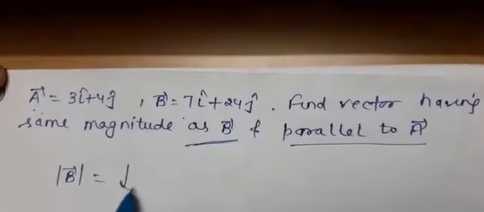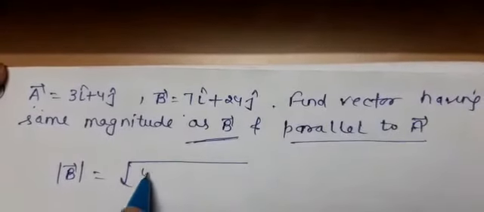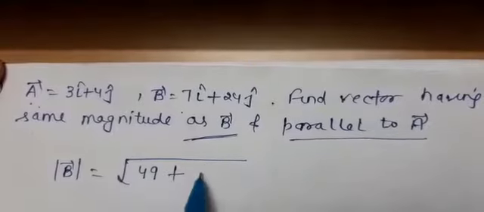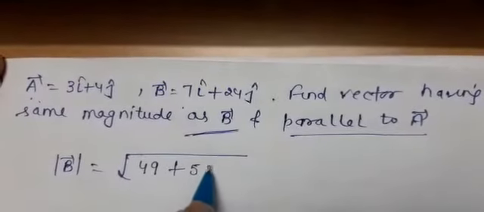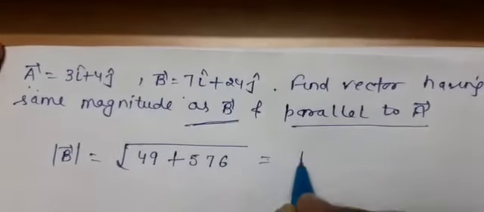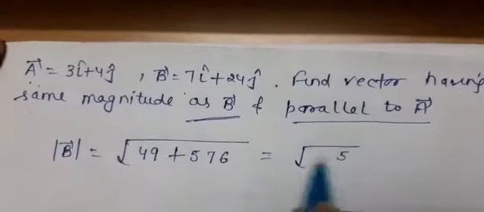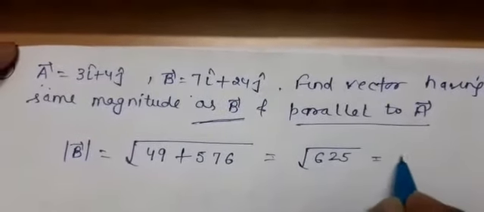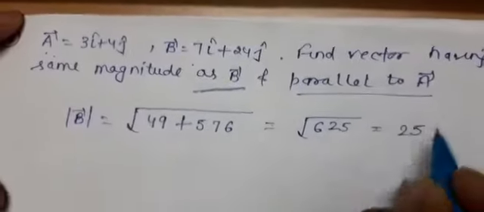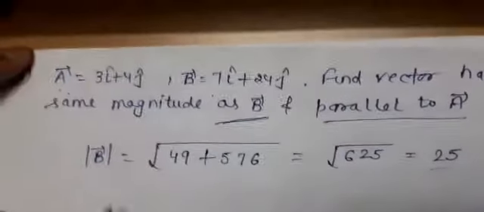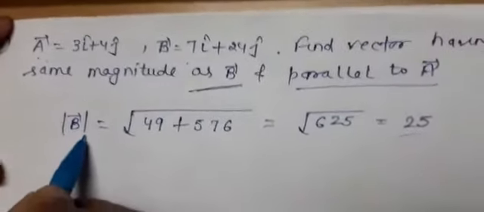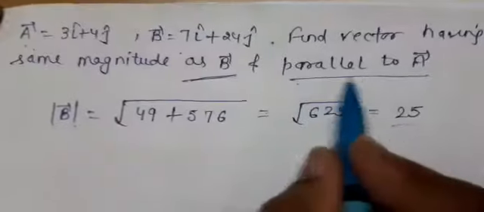So let me calculate. Magnitude of vector B will be 7 into 7, 49, plus 24 square, that will be 576. When I add it, this is 25, and the square root of it is 25. So this is the vector having magnitude B, and parallel to vector A.